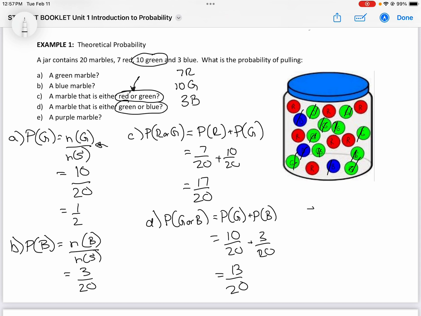And then E, what's the probability of pulling a purple marble? Well, it's the number of purple marbles over the universal set. There's no purple marbles in there. So this is going to be 0 out of 20, which is just 0. So this 0 actually means it's impossible.